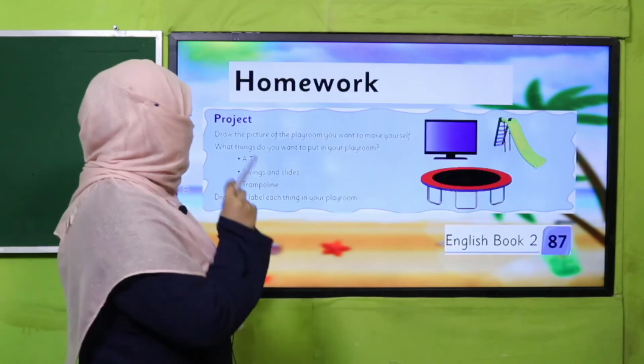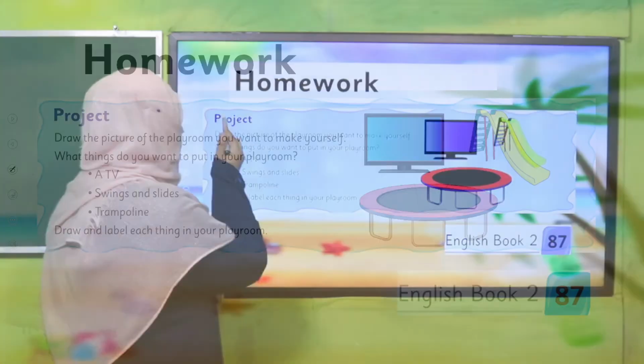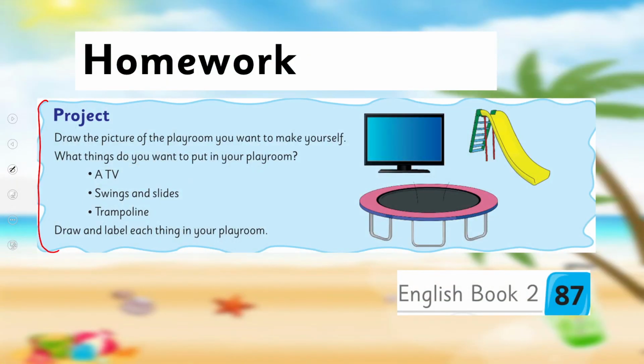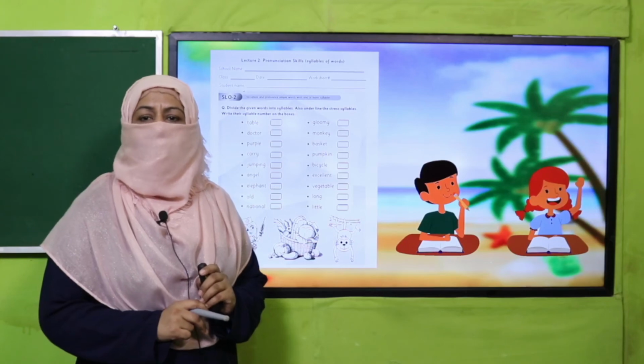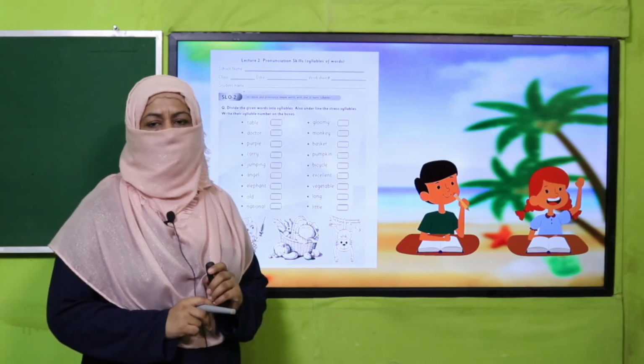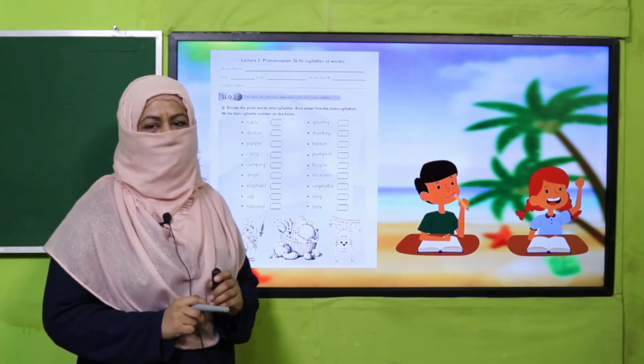Okay, so it's time for your homework. This is a project given in your book on page number 87. You will complete this project. You will draw the pictures of the playroom you want to make for yourself. And here is a worksheet, my dear fellow teachers. This worksheet, lesson plan, and PowerPoint presentation links are given. You may click it, download it, and kindly provide a printed worksheet to students for practice.